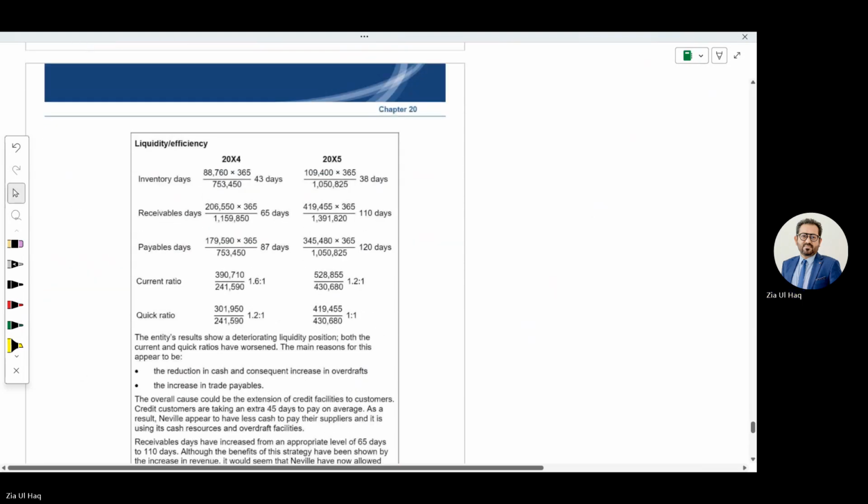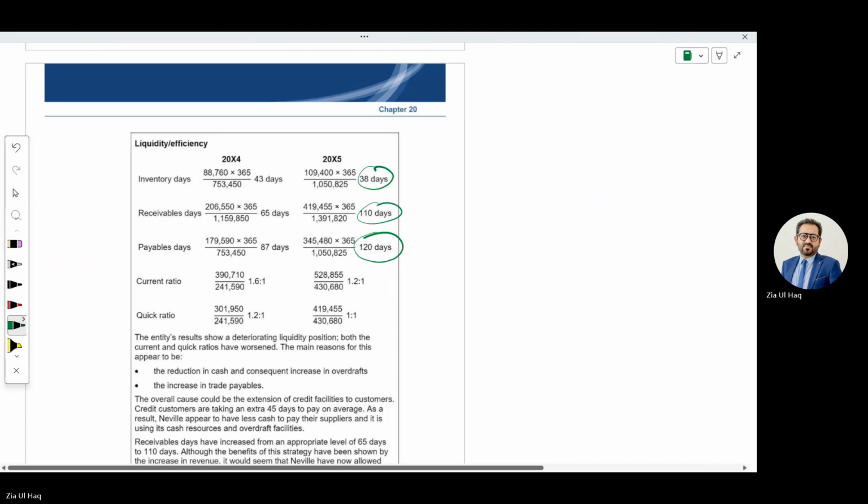Then inventory days has decreased. Good or poor? Good. Why has it decreased? Because you have reduced the selling price, so there will be more demand. Debtor days has increased too much, because the company is providing more credit to customers, which may become bad debts in future. Creditor days has increased, which is good, meaning paying later to the supplier.